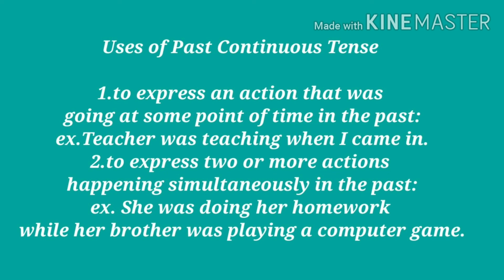Second, to express two or more actions happening simultaneously in the past, meaning happening at the same time. For example, she was doing her homework while her brother was playing a computer game. Both the works were happening at the same time, so we use past continuous tense.